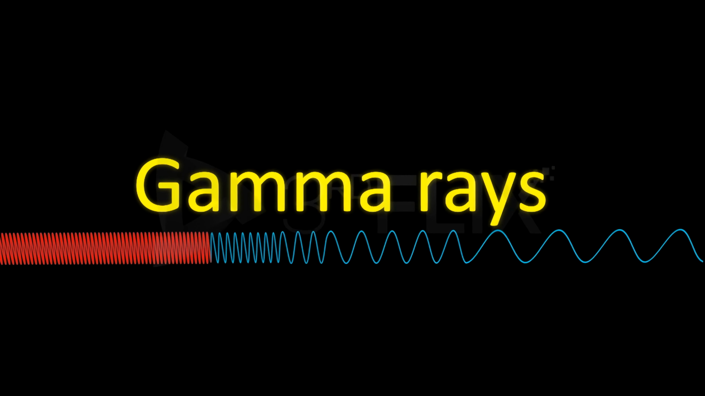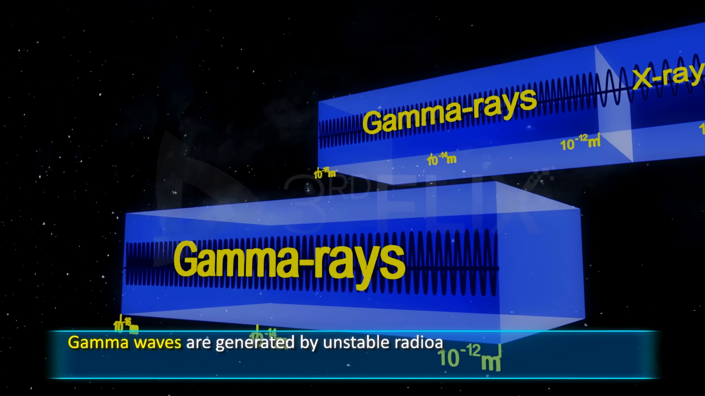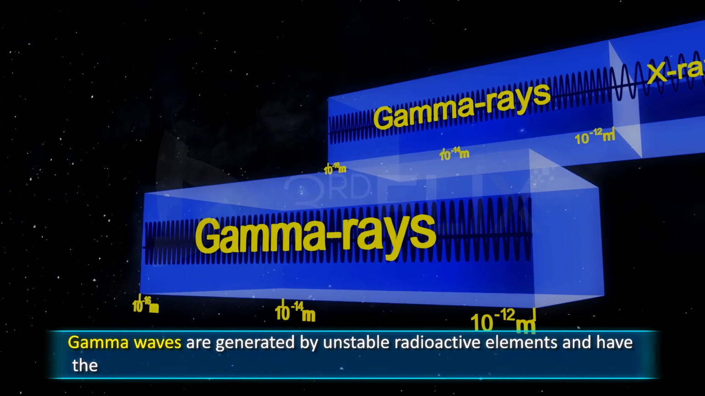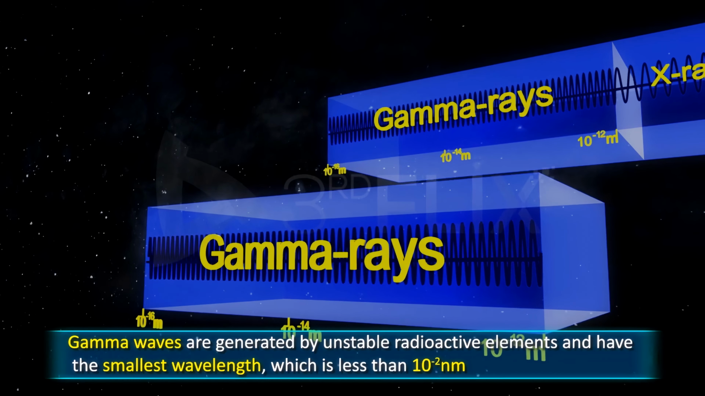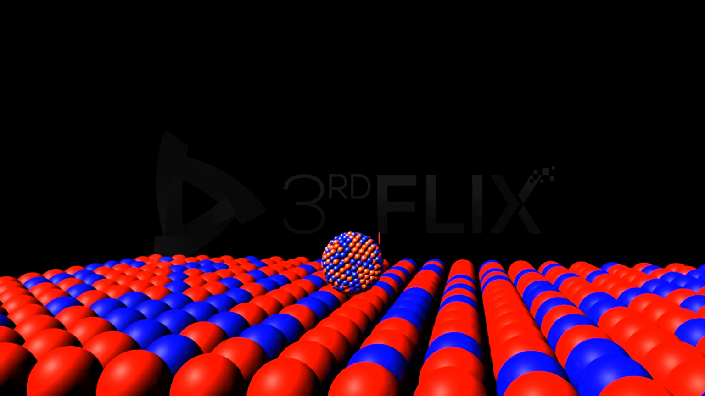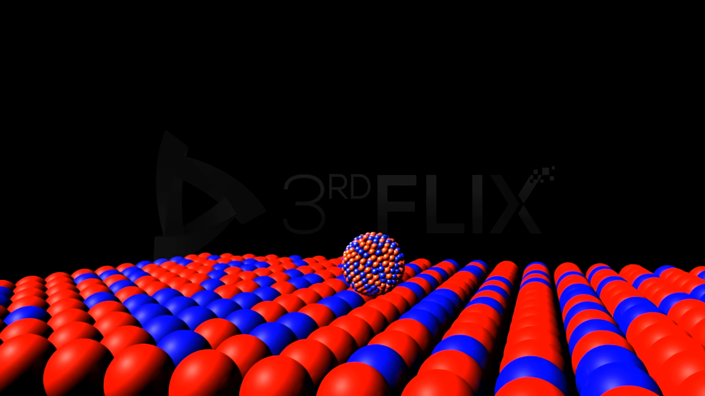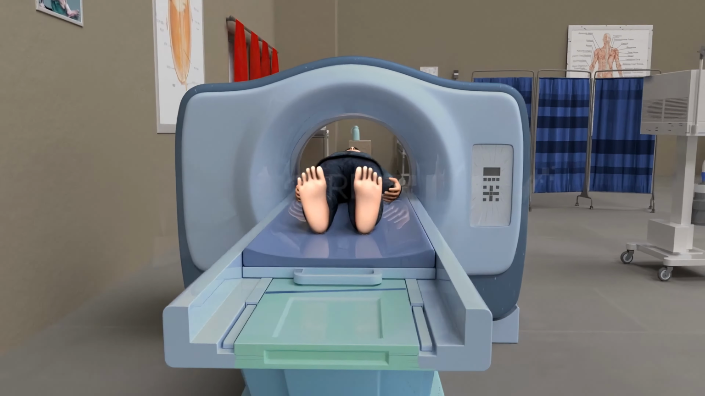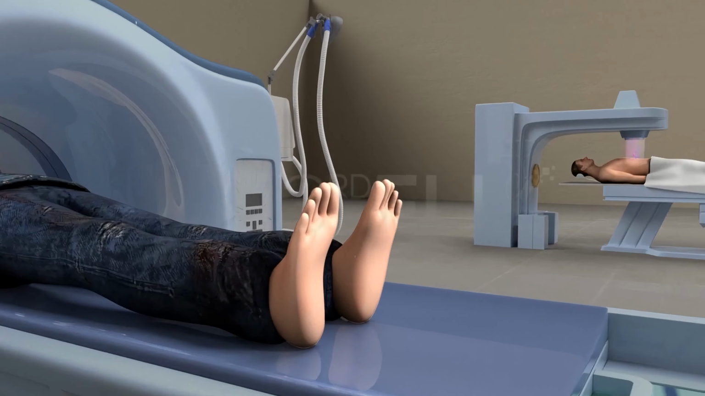Gamma rays. Gamma waves are generated by unstable radioactive elements and have the smallest wavelength, which is less than 10 raised to the power -2 nanometers. Being highly penetrable, gamma rays can cause serious illnesses. However, when used in controlled conditions, gamma rays are useful in curing dreadful diseases like cancer.